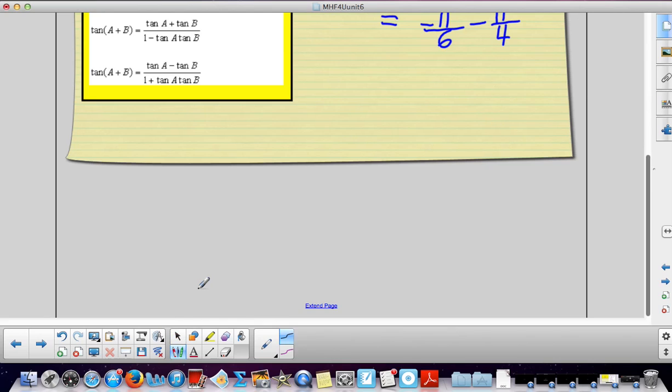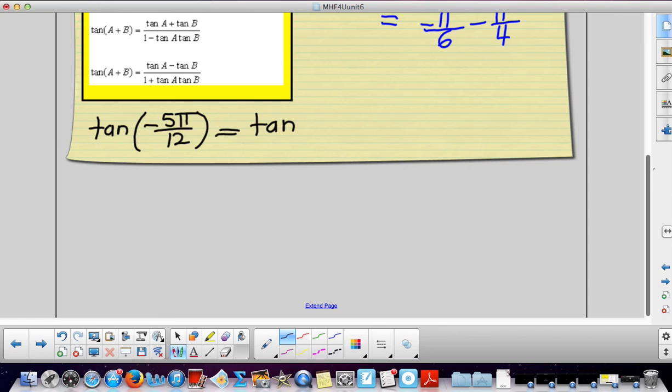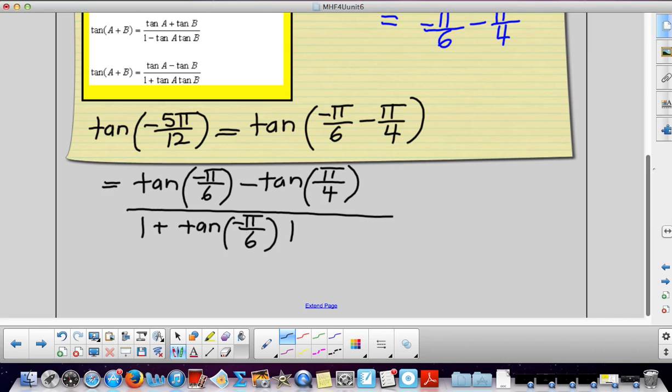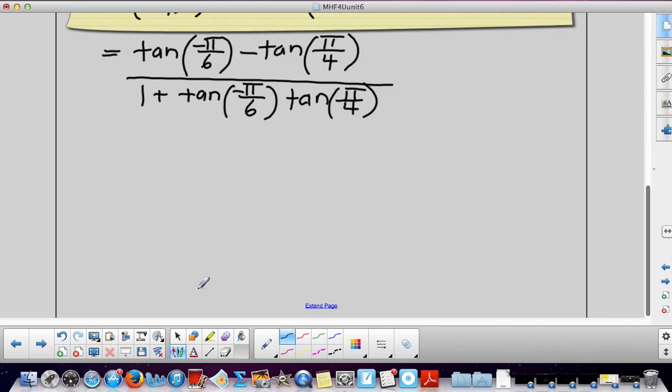So let's start from the beginning. I have tan of negative 5 pi over 12. That's going to be equivalent to tan of negative pi over 6 minus pi over 4. So that's going to be equivalent to tan negative pi over 6 minus tan pi over 4, all divided by 1 plus tan of negative pi over 6 times tan of pi over 4. Now this is just simply plugging it into the formula that we know. Now we actually have to take the values.